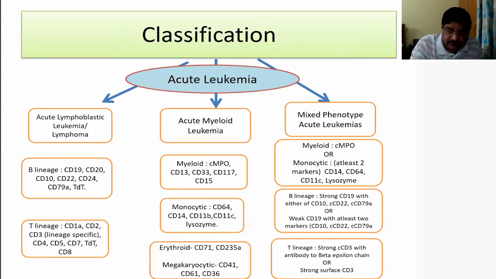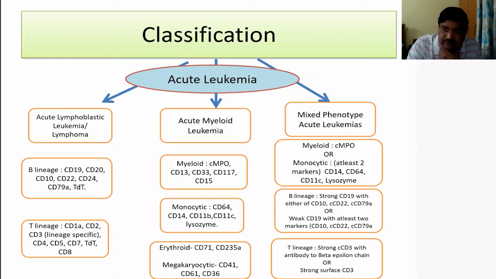and the lysozyme. Many of these acute myeloid leukemias have erythroid differentiation as well as megakaryocytic differentiation. When it is erythroid, you have the CD71 and CD235A, which are nothing but transferrin receptor and the glycophorin A on the cell surface. Similarly, when it is megakaryocytic acute myeloid leukemia, you have the presence of CD41, CD61 as the markers, and CD36 also as markers of megakaryocytic differentiation.